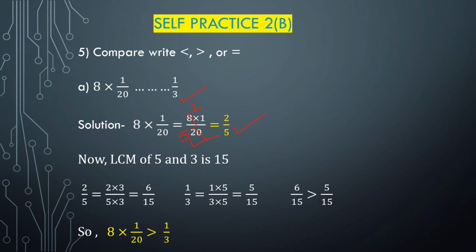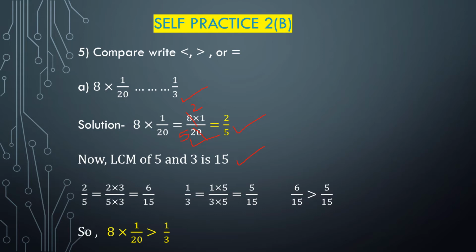We have to convert these two fractions into equivalent fractions, making the denominator equal to the LCM, just multiplying the same number with both numerator and denominator. Now find out the LCM of denominators 3 and 5. LCM of 5 and 3 is 15. Now we have to convert these two fractions, 2 divided by 5 and 1 divided by 3, into equivalent fractions.